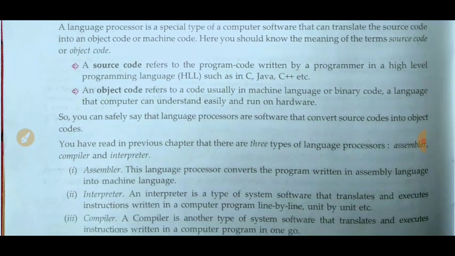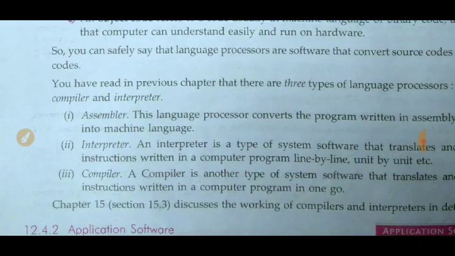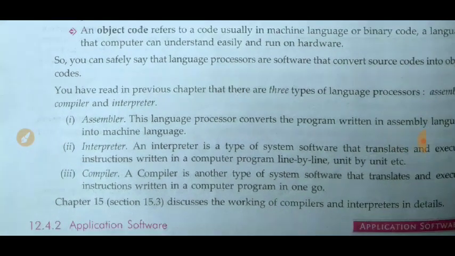Now again, language processors are further classified into three types. One is assembler, second one is compiler, third one is interpreter. Means three types of language processor are available. See here one by one.